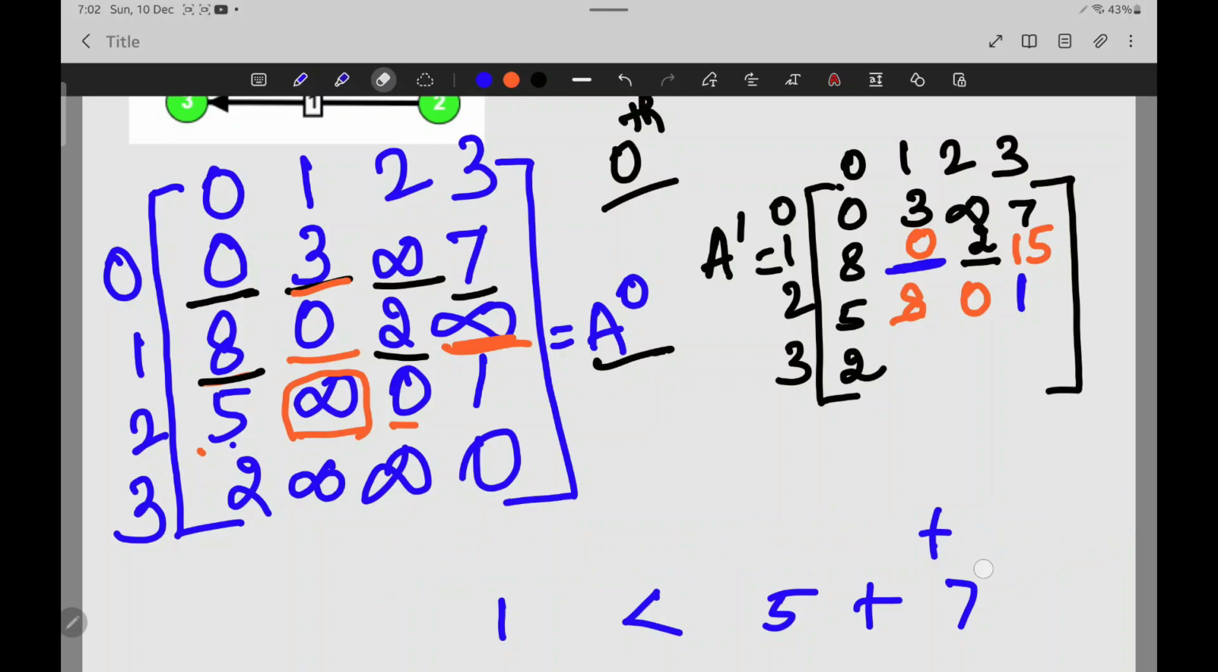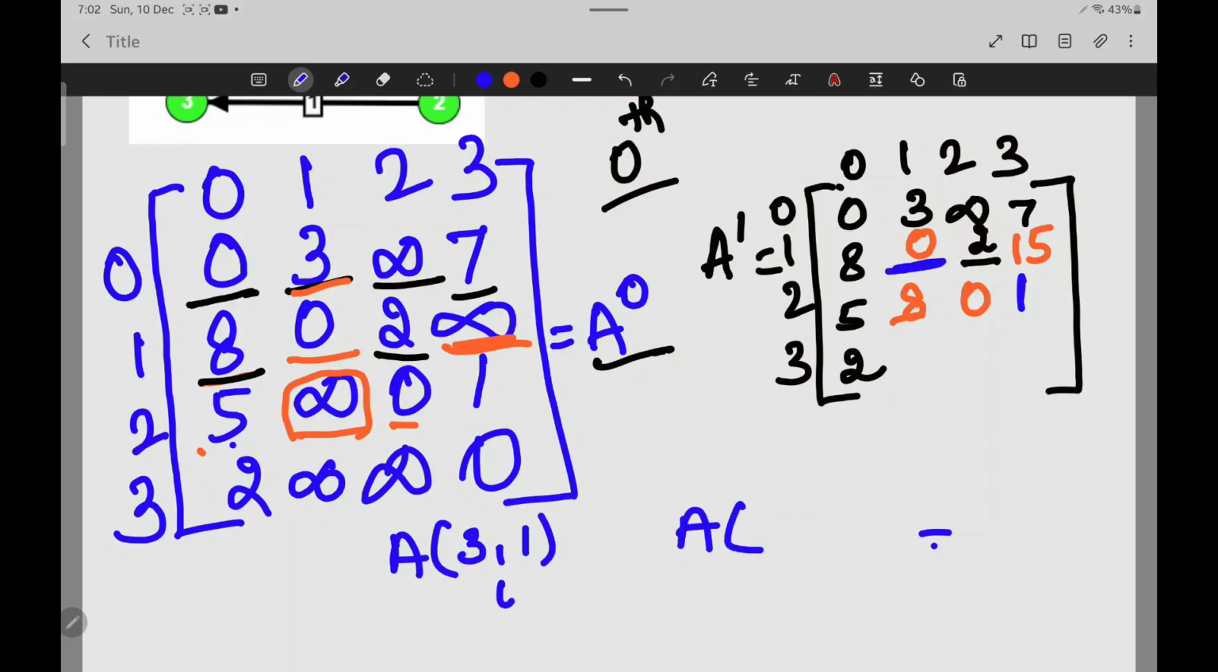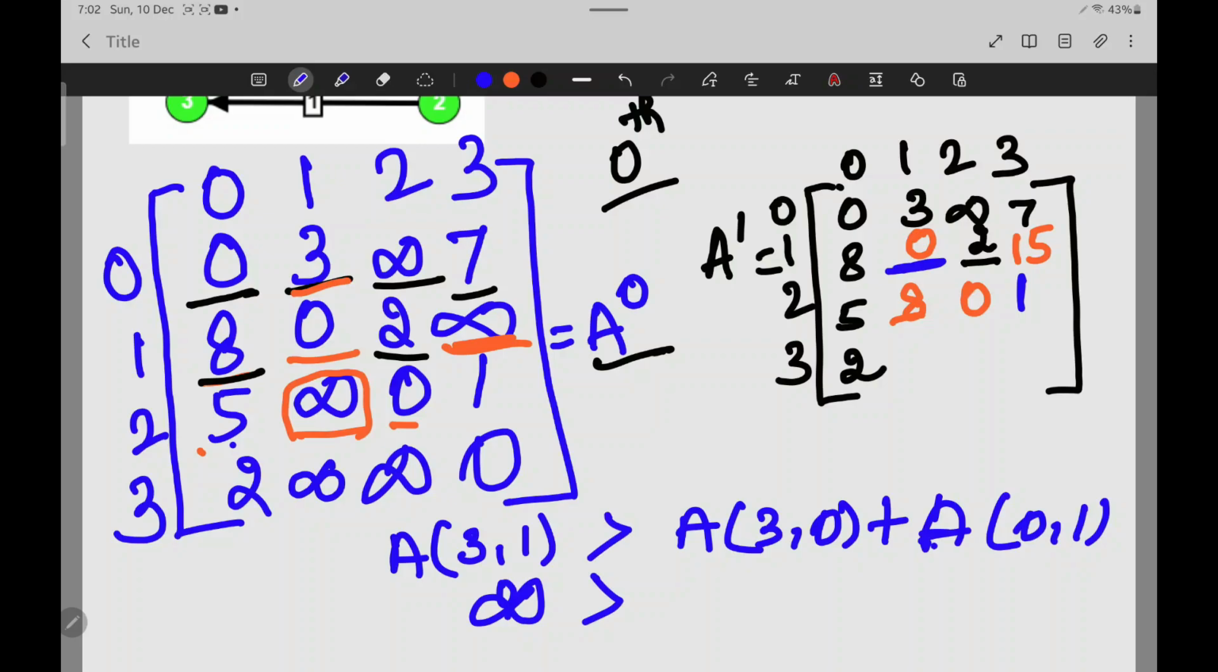So likewise we need to find the value for A of 3 comma 1. So via 0. So A of 3 comma 0 plus A of 0 comma 1. 3 comma 1, what is the value? Infinity. So definitely this is greater. 3 comma 0 is 2 plus 0 comma 1 is 3. So what is the value? 5. Definitely this is the minimum value. So we shall replace this value with the 5.